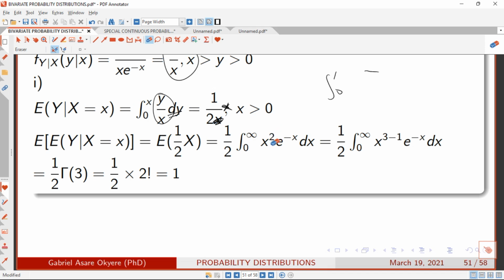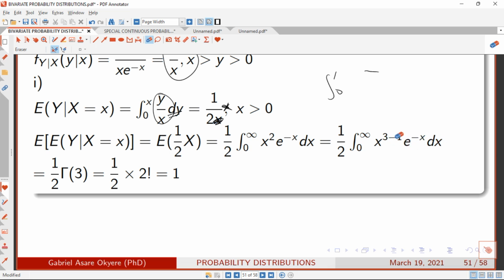So here we are going to get the integral of s squared e raised to the power negative x dx, which will be equal to 1 over 2 times the integral from 0 to infinity of what? You see this one represents a gamma function. And for us to express it properly as a gamma function, we have to get x raised to the power 3 minus 1, and then e raised to the power negative s ds.